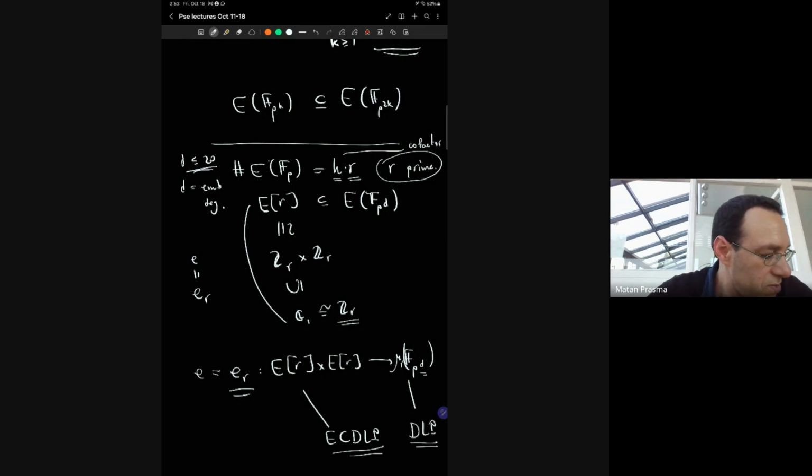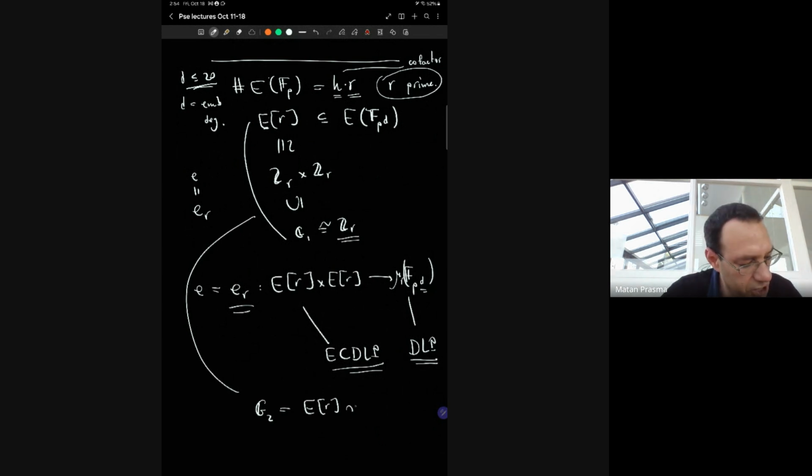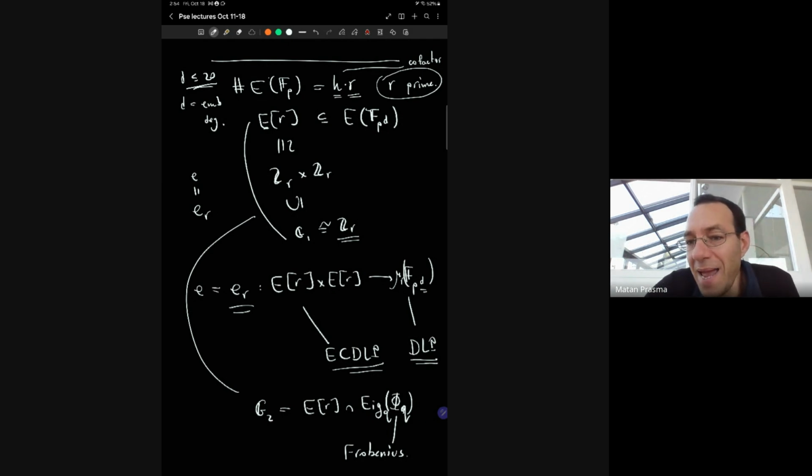Okay, so I didn't say how to extract G2. G2 is going to be, in this case, E_R intersected with the eigenvectors or eigenvalues of the Q Frobenius map. This is one canonical choice, but again we didn't talk about the Frobenius map. So I apologize, but those are the constraints we're given.